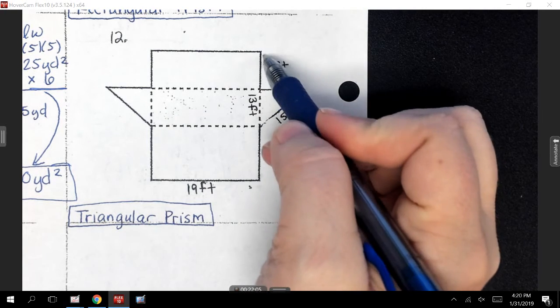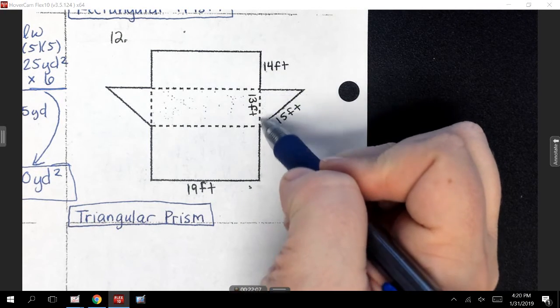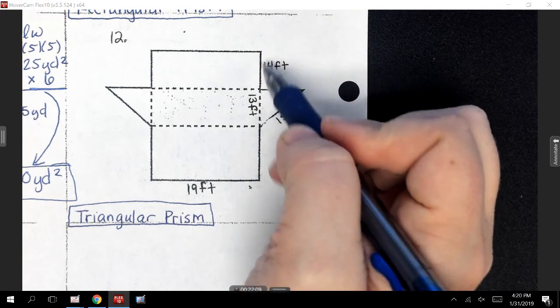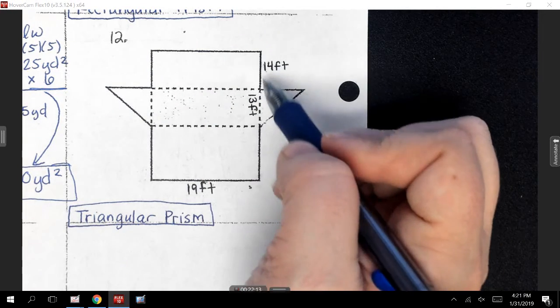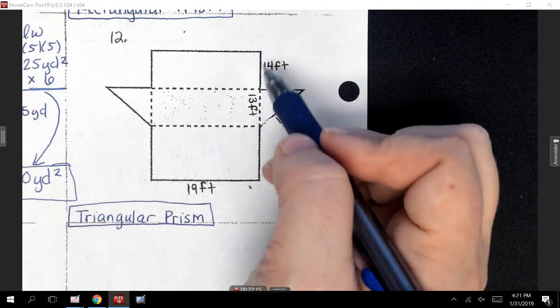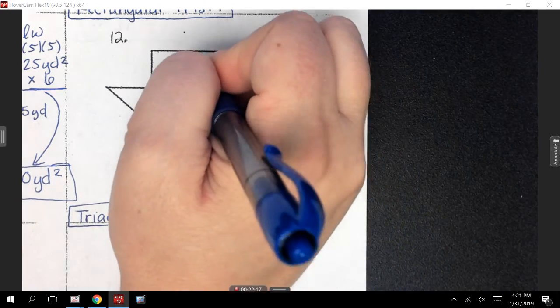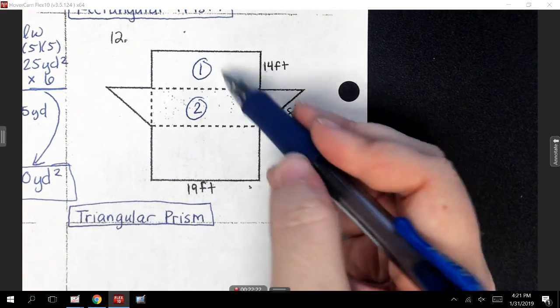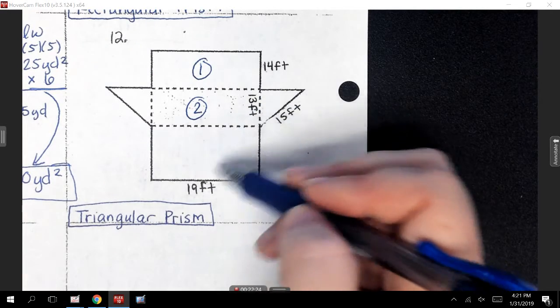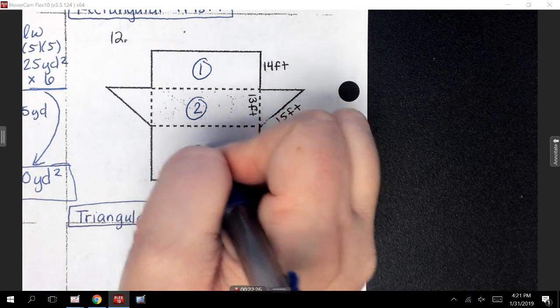You can see right here this side is 14 and this side is 13. Because of these different lengths, even though these rectangles look like they match, these numbers are really close together, and it tells me that they do not match. So this rectangle I'm going to number 1 and this one I'm going to number 2 because they are 2 different rectangles. This one is obviously bigger, so it would be 3.